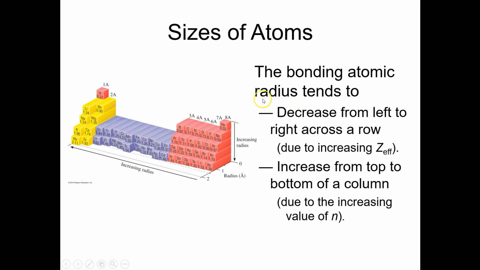The bonding atomic radius tends to decrease as you go from left to right across a period, because of the increase in effective nuclear charge. And it tends to increase as you go down a group, and that's because you're adding shells, right? You're adding principal energy levels. And so even though there's not a big difference in the effective nuclear charge experienced by a lithium and a sodium, because the sodium valence electrons are in a higher energy level, they're going to be further from the nucleus. So as you go down that group, the atoms get larger.